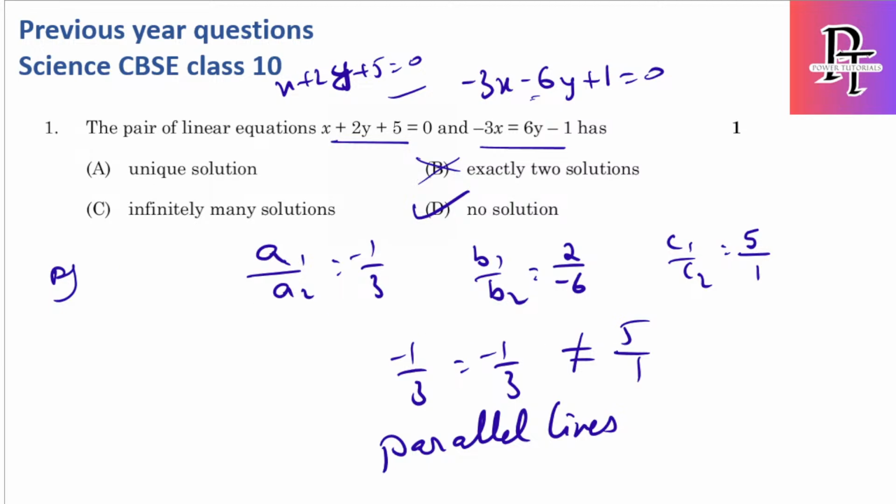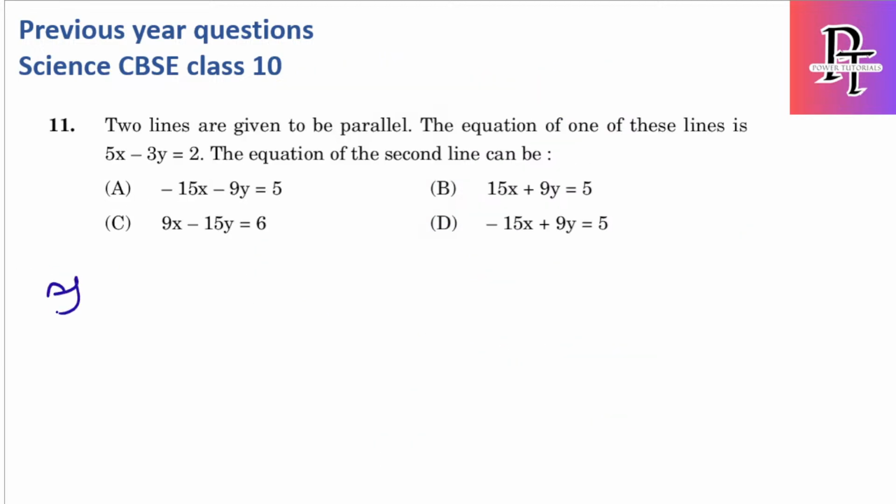Okay, so let's move to the next one. Two lines are given to be parallel. Parallel they clearly mentioned. So for parallel the condition is a1 by a2 should be equal to b1 by b2 and should not be equal to c1 by c2. This is a parallel condition, the equation of those two lines.